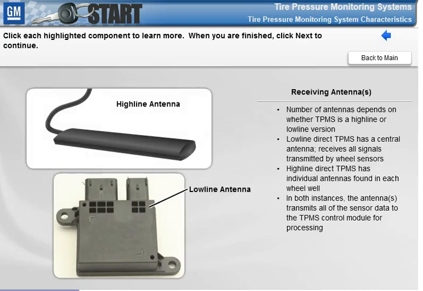The number of receiving antennas found in a direct TPMS depends on whether the system is a highline or lowline version. A low-line direct TPMS will have a central antenna that is responsible for receiving all of the signals transmitted by the wheel sensors. This antenna transmits all of the sensor data to the TPMS control module for processing. High-line direct TPMS have individual receiving antennas located inside of each wheel well. Each of these antennas detects the closest wheel sensor and transmits sensor data to the TPMS control module for processing.